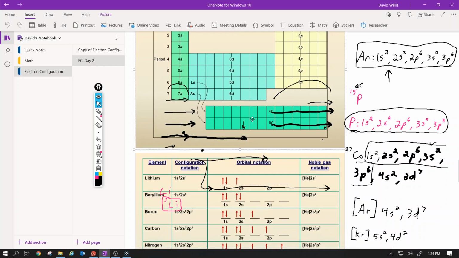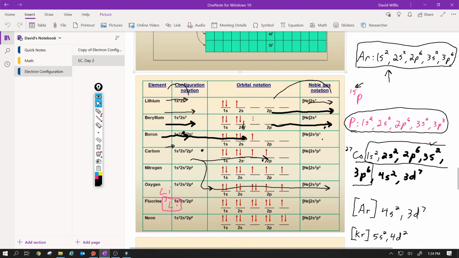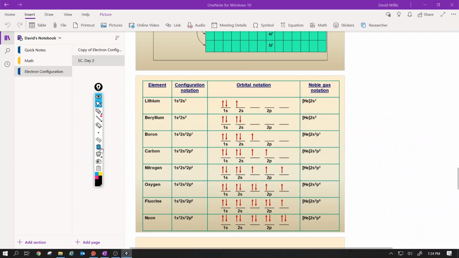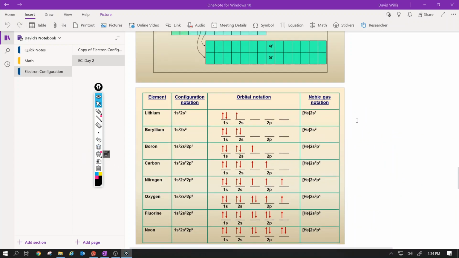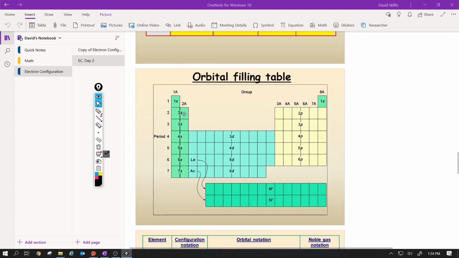All right. Hey, you guys are well on the way. I want to show you something else now. This is called orbital notation. I think you guys are doing really well on the electron configuration, so let's just come back here for a second.